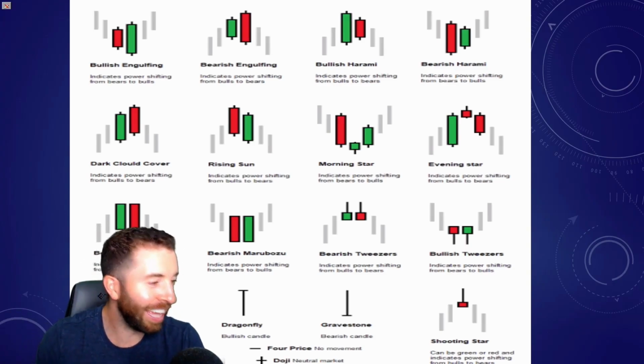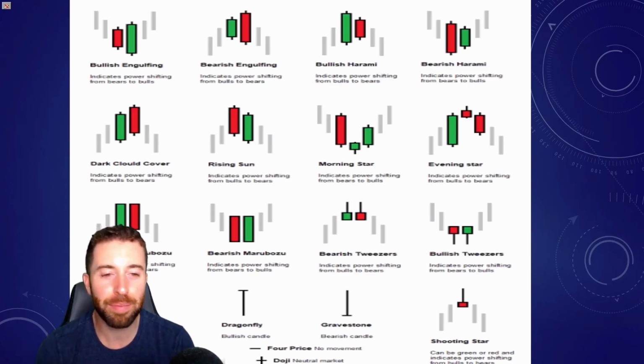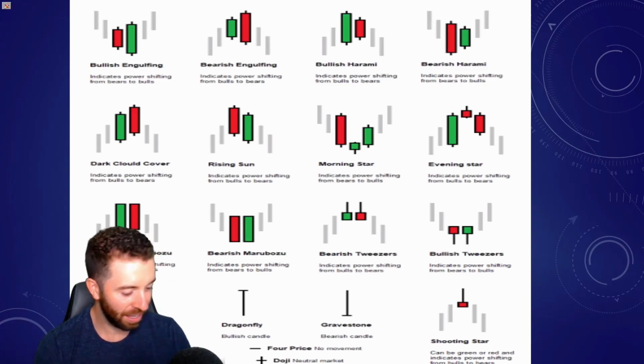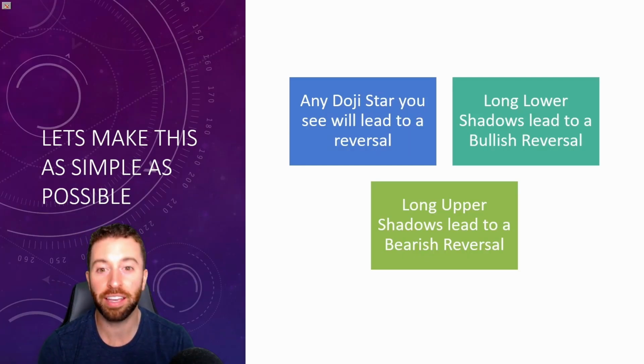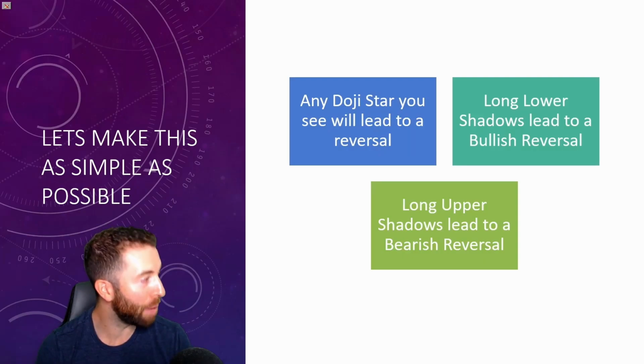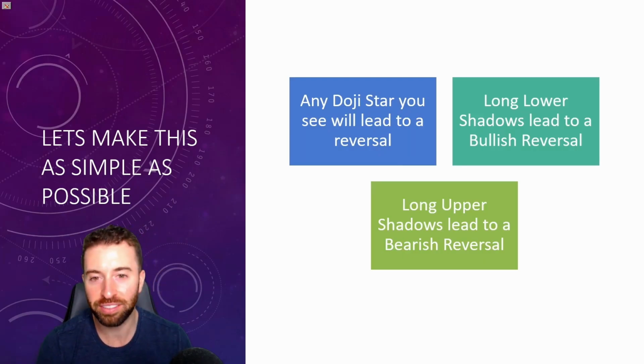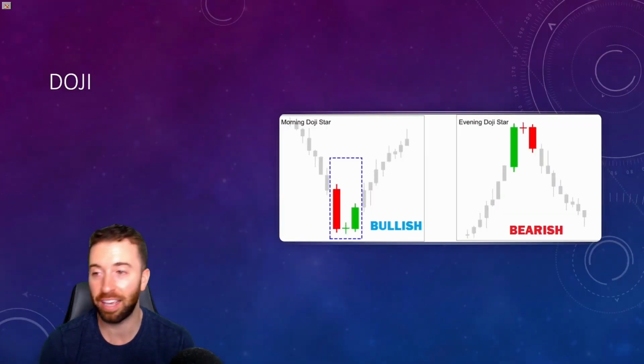All right, team. It's kind of just crazy to think about that there's all these candlestick patterns. But at the end of the day, let's make it as simple as possible. Any doji star, which basically looks like an addition sign, is going to lead to a reversal. Long lower shadows lead towards a bullish reversal. Long upper shadows lead to a bearish reversal. And that's all stock trading comes down to when it comes to candles.